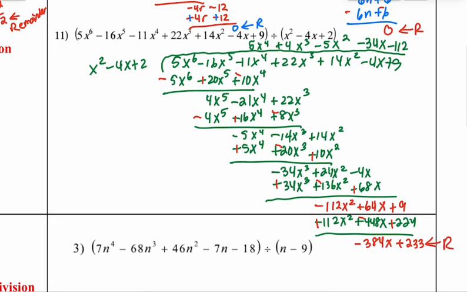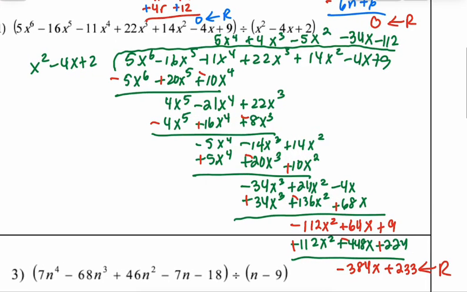And let me show you how to write that remainder. What we're going to do is you're just going to put a plus. You're going to put the remainder in parentheses on the top of your fraction. And in the bottom of your fraction, you're going to write the divisor. In this case, it's x squared minus 4x plus 2.